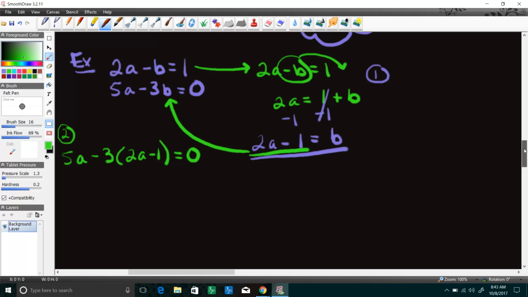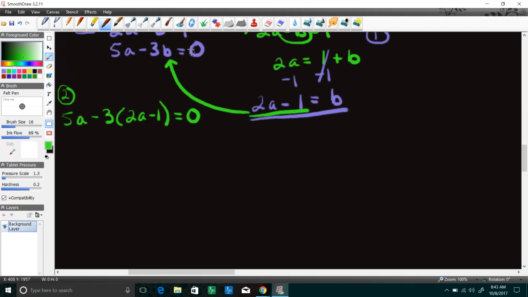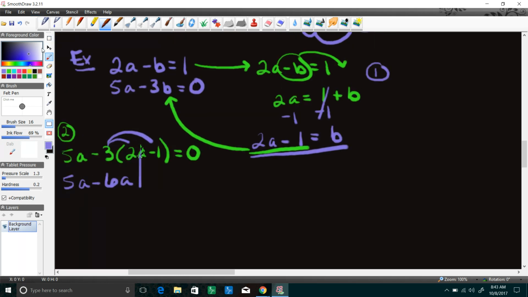Don't let that 0 freak you out. We can work with it. I'm going to go ahead and simplify this now. So distribute just like last time. So we have 5a minus 3 times 2a is going to give me negative 6a. Negative 3 times negative 1, oh, sorry about that, is positive 3. So plus 3, and then this is all equal to 0.